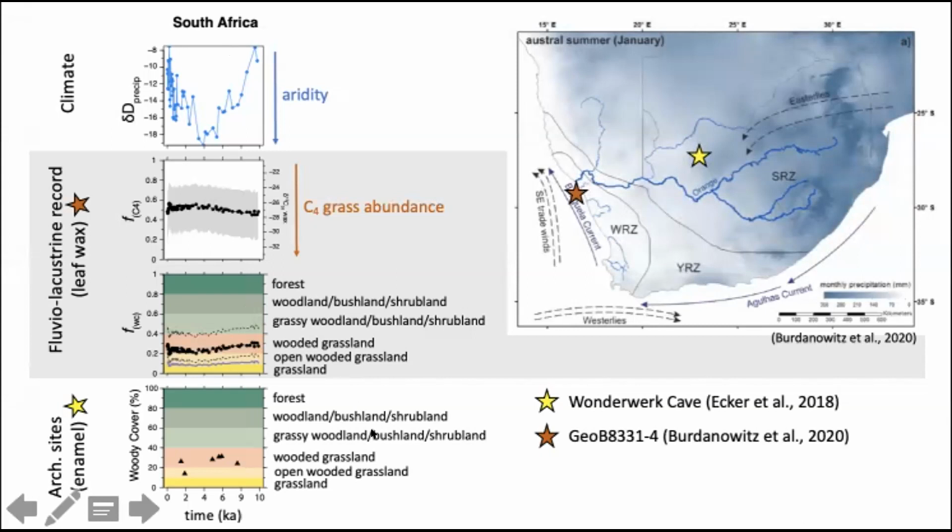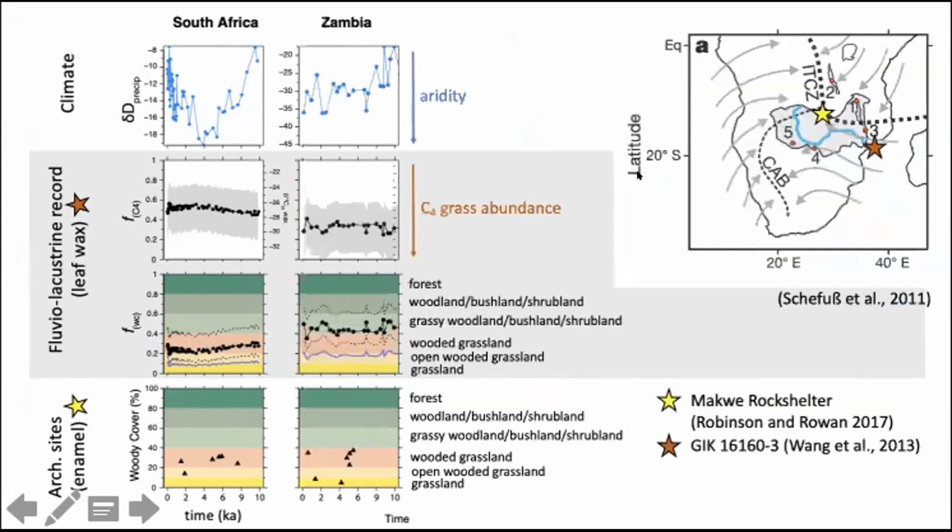We have fraction C4 grass, and then we have aridity, which is calculated from deuterium from leaf waxes. And we see some really interesting things. In particular, Wonderwerk Cave over the Holocene was fairly consistent, and these sites indicate that people were occupying a wooded grassland to grassland continuum, which agrees broadly with the leaf waxes from the Orange River, which integrates a lot of the southern rainfall zone in southern Africa.